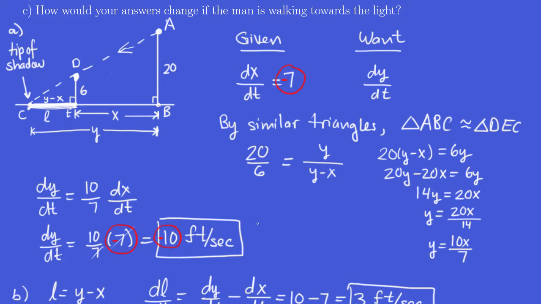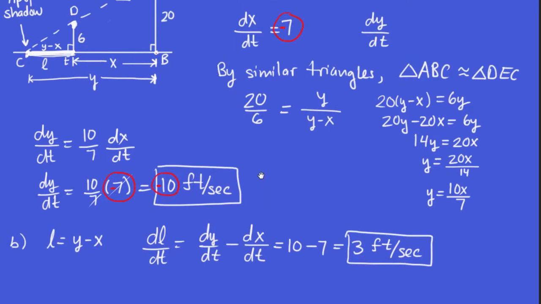And how would part B change? Well, the dy/dt, I'll just do it right here. dy/dt, like we just saw, is negative 10. And the dx/dt, as we wrote up here, is negative 7. So we'd have negative 10 minus negative 7. Those negatives make a plus, so it's negative 10 plus 7, which is negative 3 feet per second.